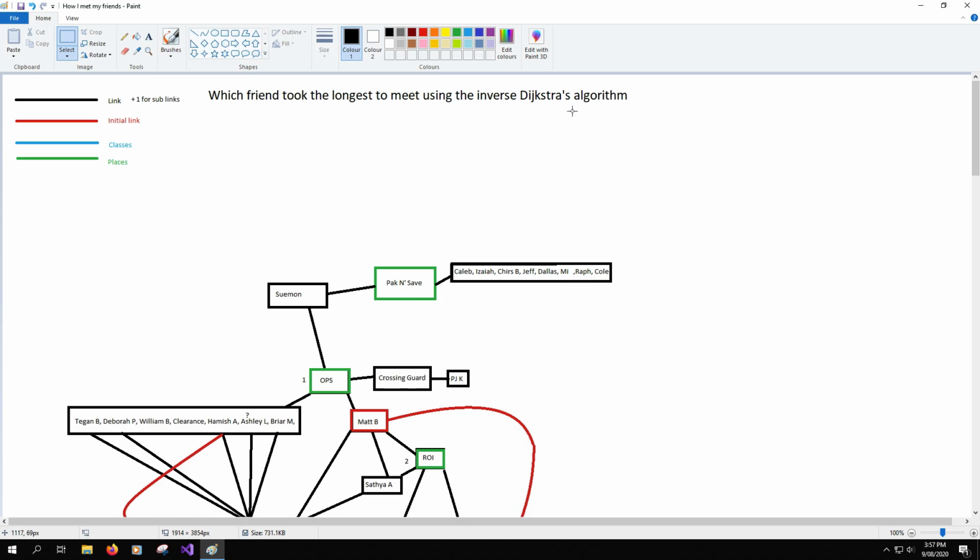Dijkstra's algorithm is. So Dijkstra's algorithm is a path optimization algorithm. So you just want to get the shortest path. So for that definition, Pak'nSave or OPS would be the shortest path. But since we're doing the inverse, we're trying to find which friend takes the longest.